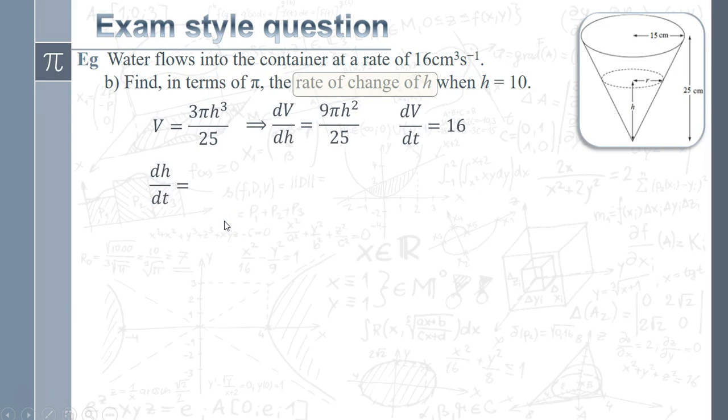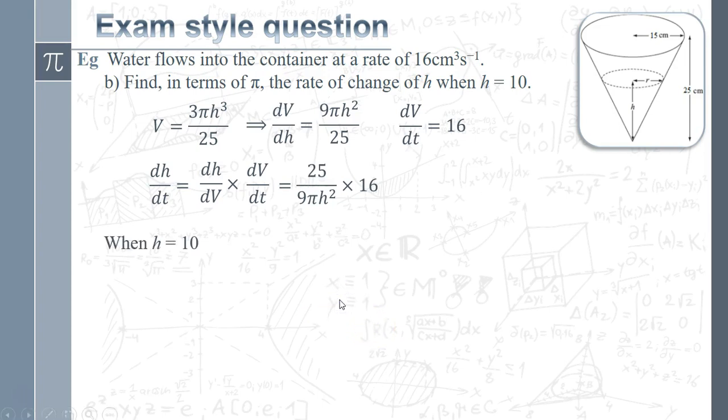And so dh/dt here is going to be dh/dV times dV/dt. And so again, we've got that idea of having to flip one of these upside down. Right, so that's simple enough to do. So that becomes 25 over 9 pi h squared times 16. And then when h is 10, I didn't worry too much about simplifying that. I'm just going to, when h is 10, bang that into there. There it goes. So we've got 900 pi on the bottom. And that becomes 4 over 9 pi centimetres per second. And there we go, that's our question sorted.